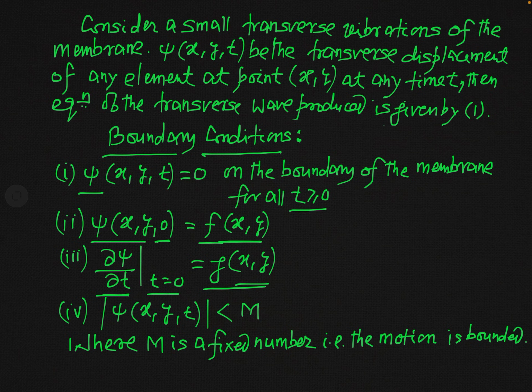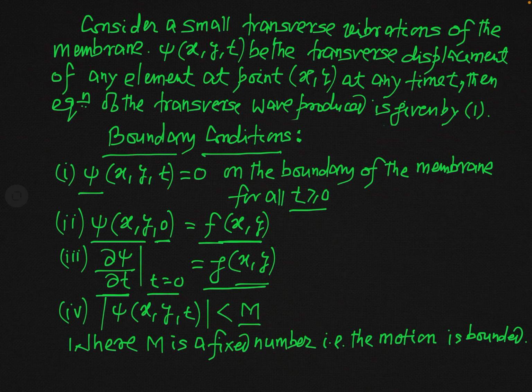Again, as you know, the motion of this membrane is considered to have very small displacement. In fact, the displacement suffered by any element of this membrane is very small compared to the dimension of the membrane. So this fact can be mathematically represented as that the modulus of the displacement at any time t, that is mod of psi x, y, t, should be less than m.